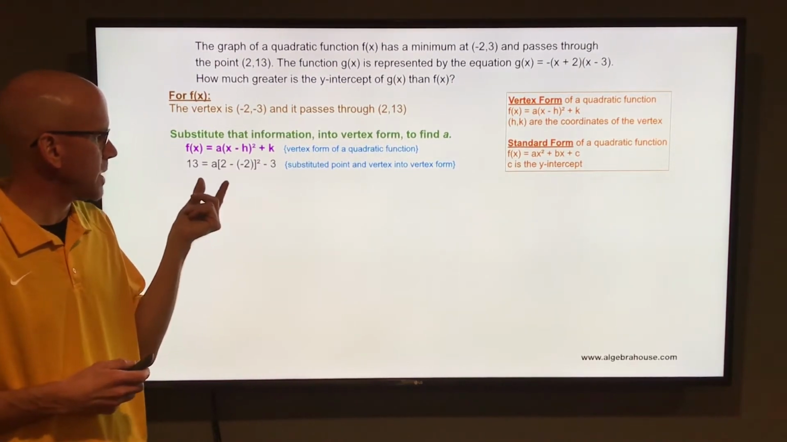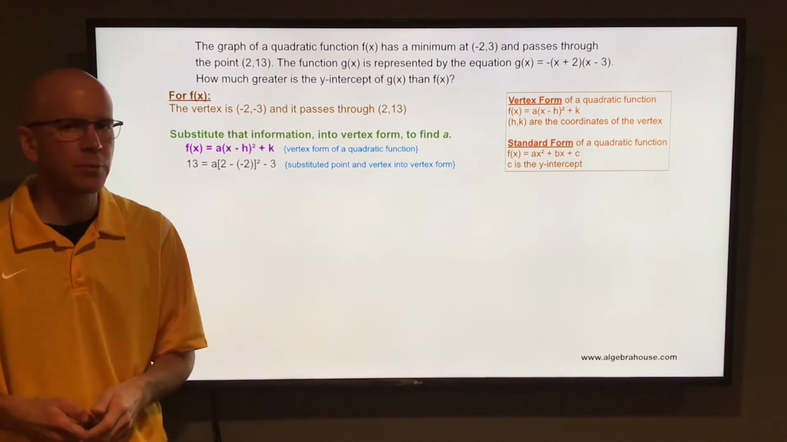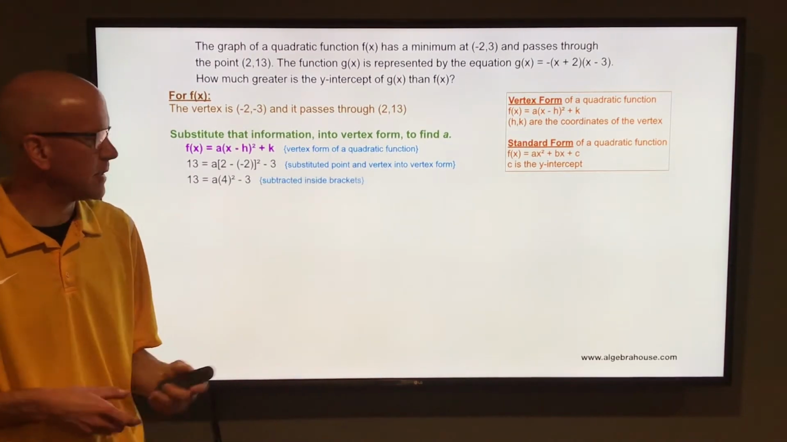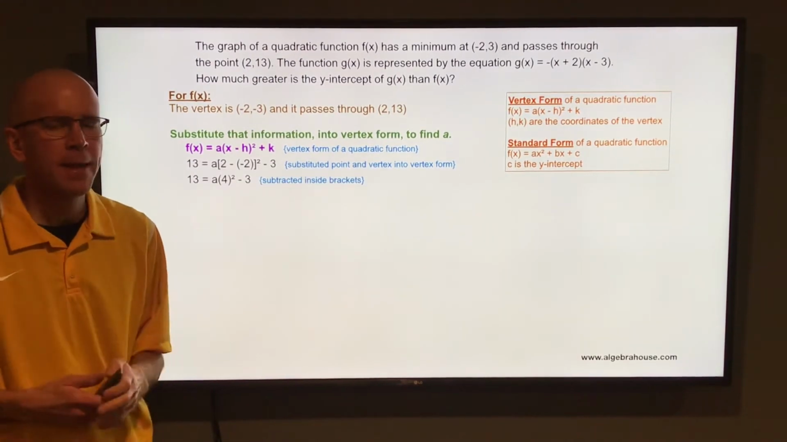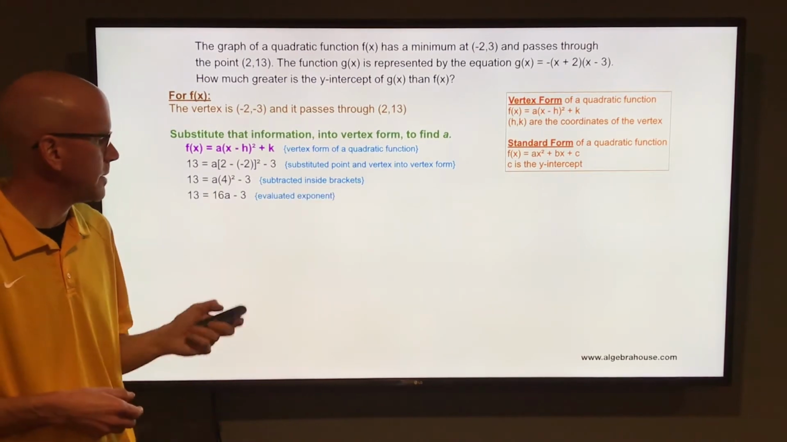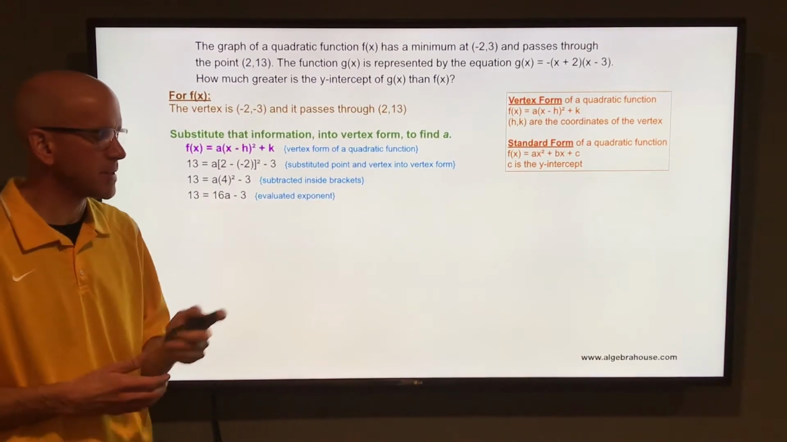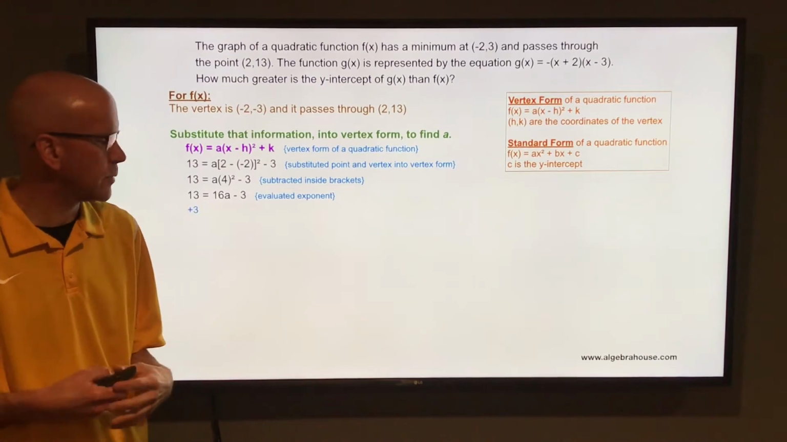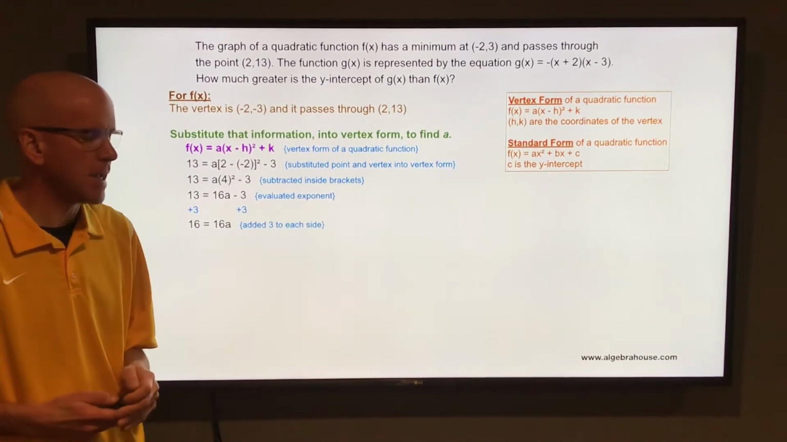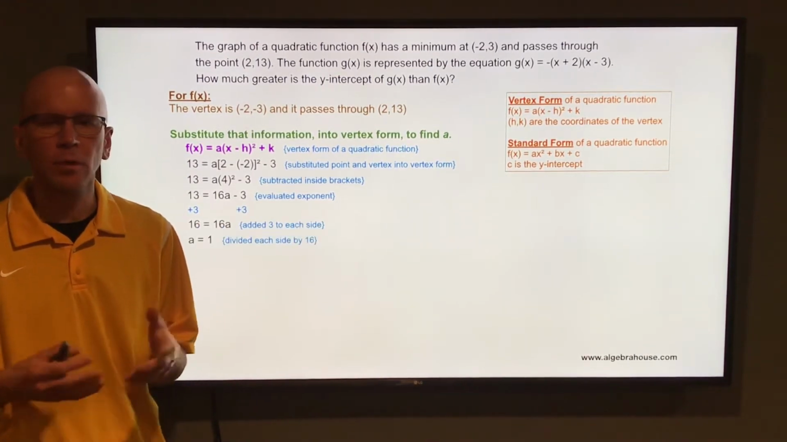So you have 13 equals a times 2 minus negative 2 squared minus 3. Simplify that. 2 minus negative 2 would be 2 plus 2, which is 4. Then square that 4, that is 16. So you have 13 equals 16a minus 3. Add 3 to each side. When you do that, you get 16 equals 16a. Then a is 1.